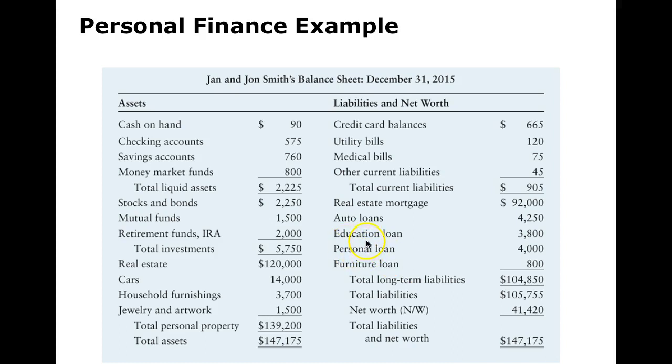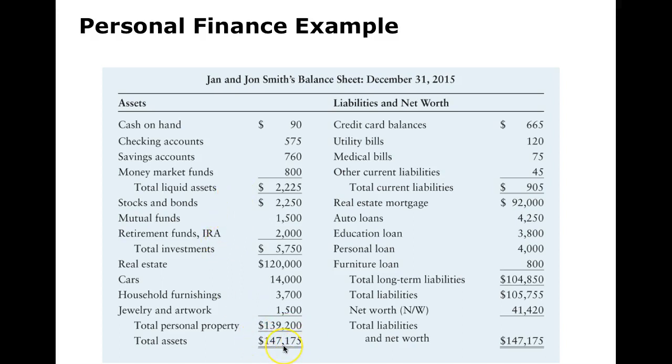Now, a personal balance sheet, and this is more what a balance sheet usually looks like. Assets on the left, liabilities and equity, sometimes called net worth, on the right. So this is a typical person, Jan and John Smith. They have cash, checking accounts, savings accounts, money markets, so total liquid assets, stocks and bonds, mutual funds, retirement funds, total investments, real estate, cars, household furniture, jewelry. So this is their total personal property, and this is their total assets if you take their personal property and add it to their investments and liquid assets.